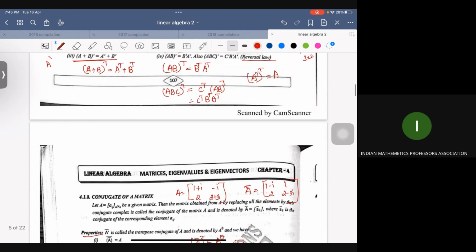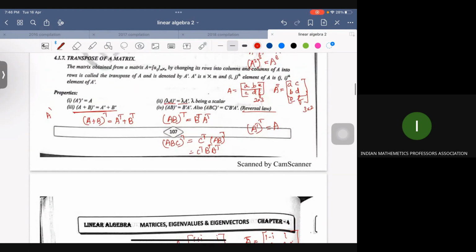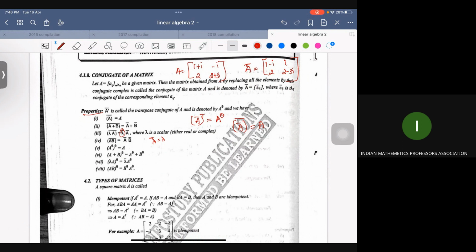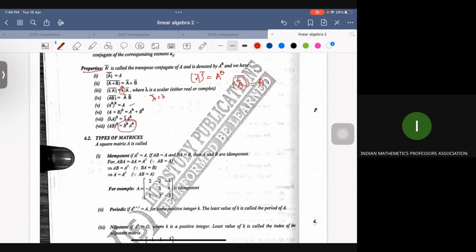Conjugate is different from transpose. Here AB, the whole transpose, is B transpose A transpose. In the case of conjugate, AB the whole bar is A bar into B bar. The conjugate of conjugate is nothing but A. That is, the conjugate transpose of conjugate transpose is nothing but A. A plus B of theta is A theta plus B theta, and lambda A of theta is lambda bar A theta. AB the whole theta is B theta A theta. Here transpose is applied, so AB theta is nothing but B theta A theta, whereas in the conjugate, AB the whole bar is A bar B bar.